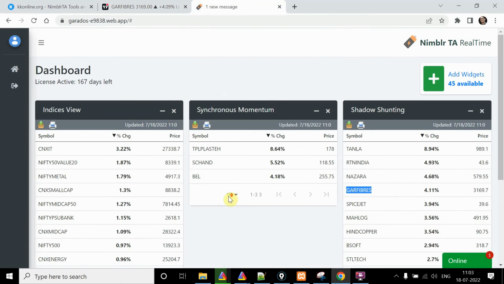That is how you could easily use the NimblrTA real-time dashboard for entering a particular stock and screening them based on NimblrTA strategies easily.